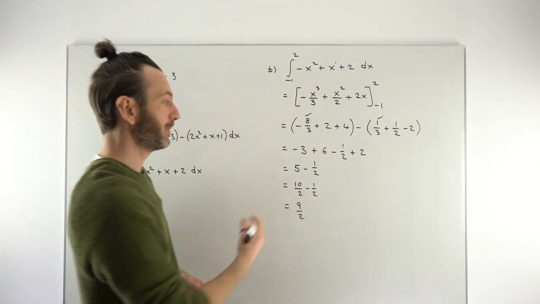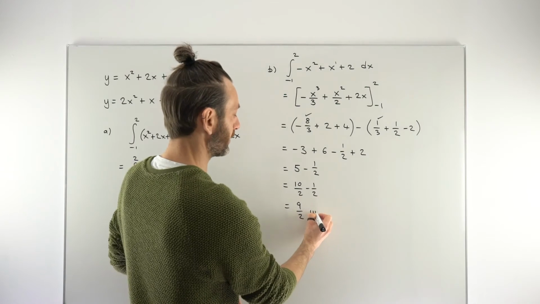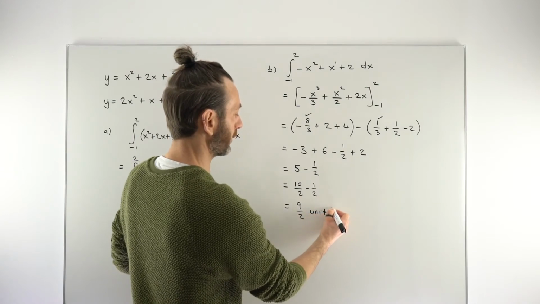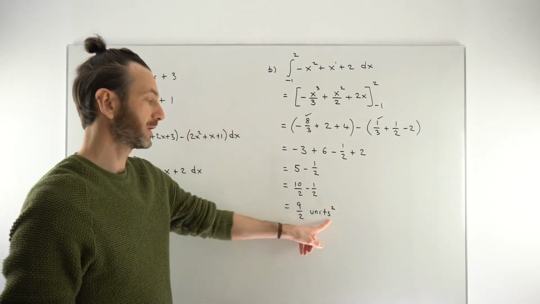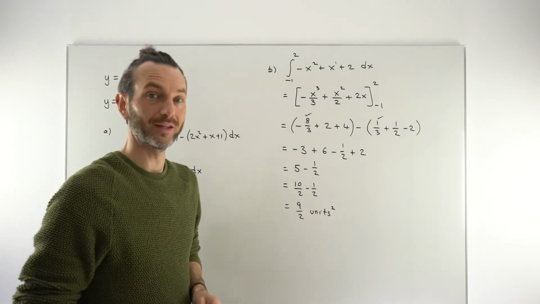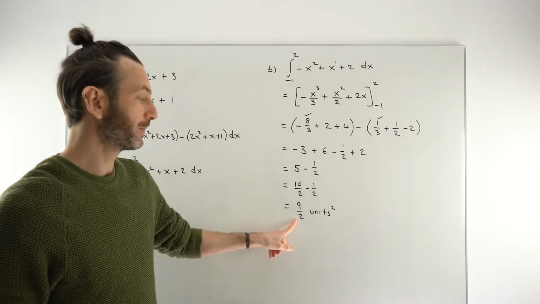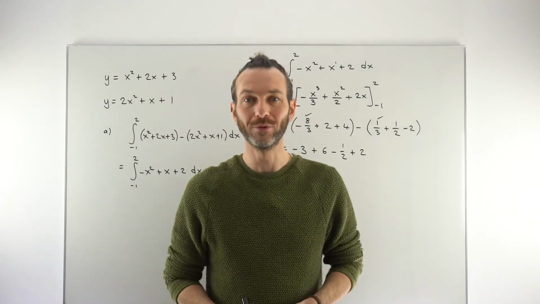It's up to you. But because we've just found an area, we need to express the units, which are just a generic unit. So unit squared. There's no particular units in this question, so we're just leaving that area as unit squared. So that is our shaded area between the two curves.